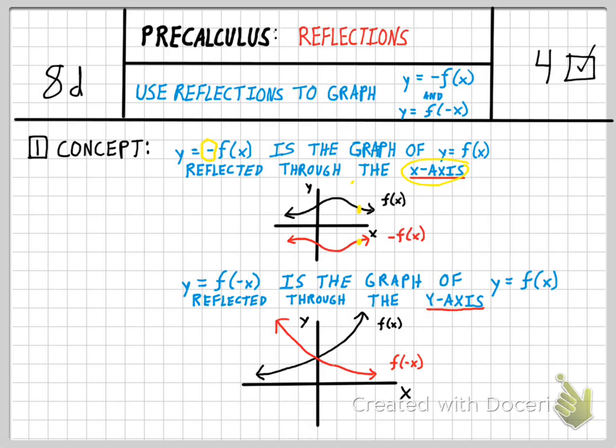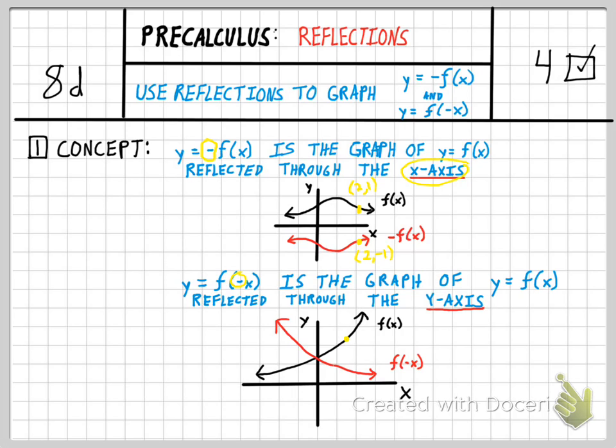So for example, if you had a point up here that was 2, 1, then the reflected point would be 2, negative 1. Anytime you have a negative sign out front of a function, you're going to be reflecting that original function through the x-axis. Sometimes you'll see the negative sign in a different place. If the negative sign is inside of the function, then it's a reflection as well. This time it's going to be reflected through the y-axis.